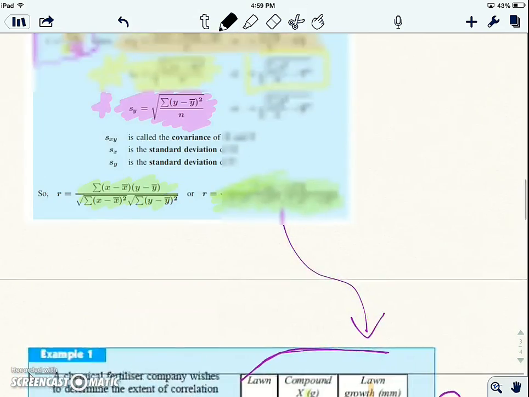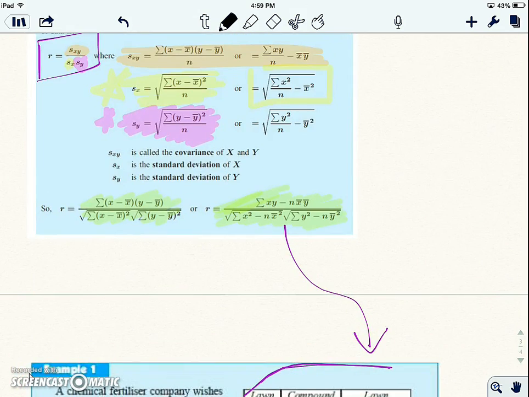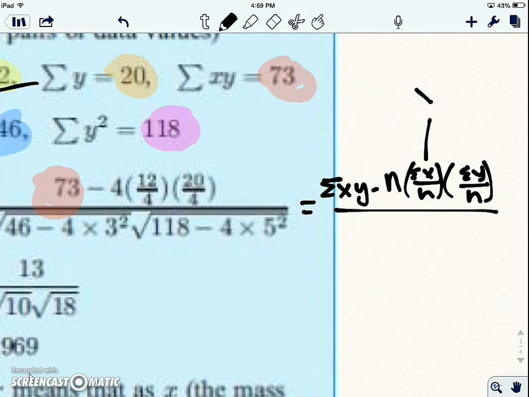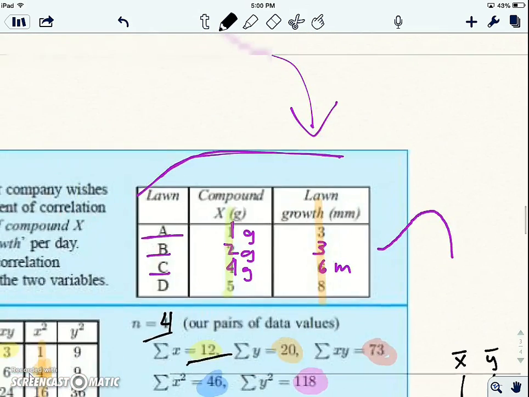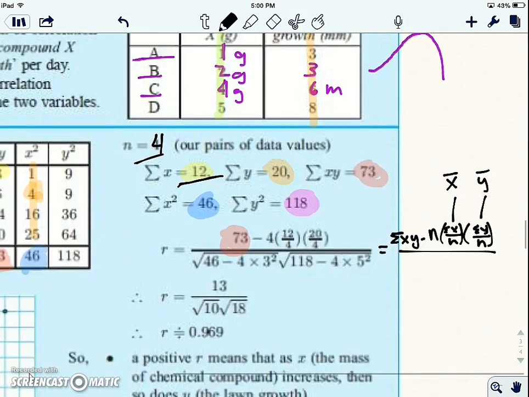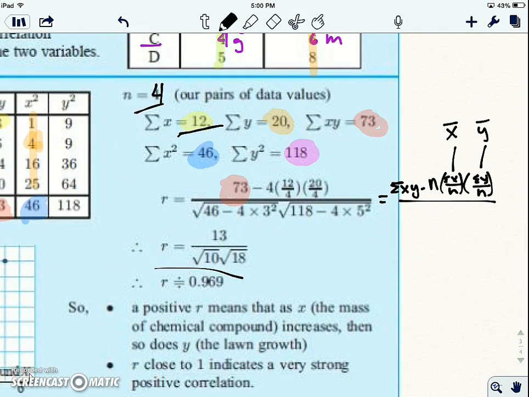Let's go back and look at our formula and see how we did. Oh, well, look at that. It's actually supposed to be X bar, Y bar. Well, that makes sense, though, because the sum of X divided by N is X bar. And the sum of Y divided by N is Y bar. Anyway, I'm sure that you guys could take this formula and plug everything in, okay? And you would get R.